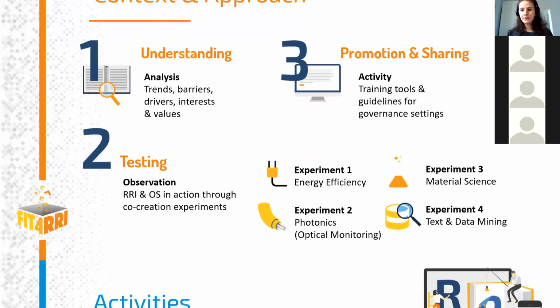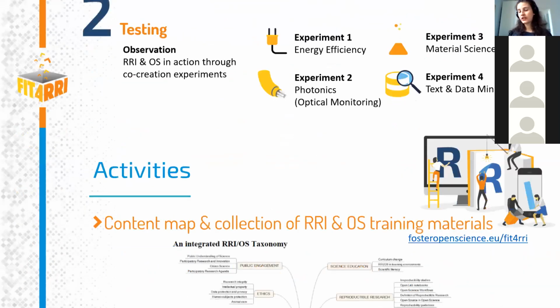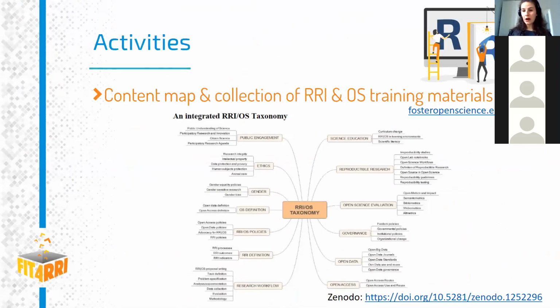So the activities that have been done so far have been a content map and collection of RRI and open science training material that is already out there. So my colleagues created an integrated RRI and open science taxonomy, which you can see here. And all the training materials we collected are available on the Foster Open Science portal.